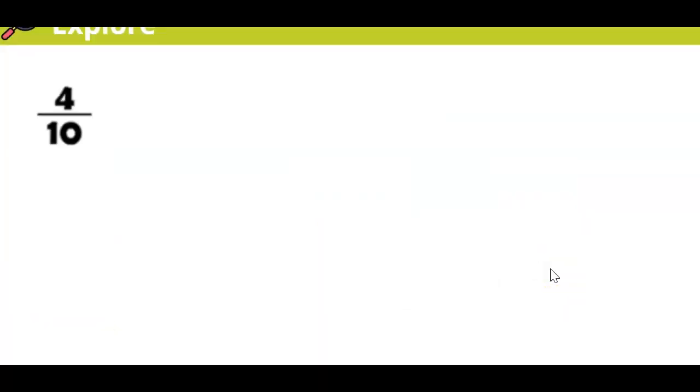All right, so moving on to our next slide, guys. We're going to look at another visual model here to show you 4/10 is equal to 4/10. So I've got the fraction model and I've got the decimal model on this side. This is the decimal model, this is the fraction model. They are equivalent to each other.